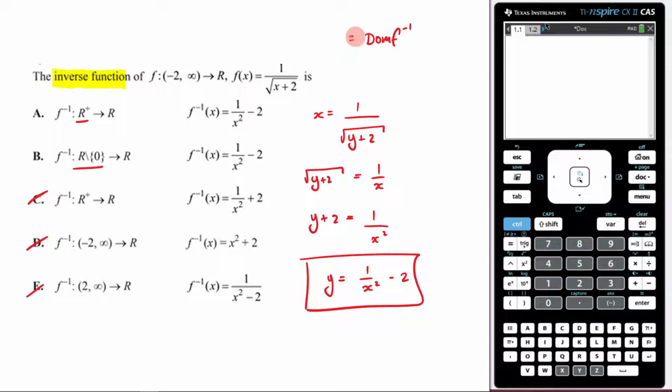Now, what do I know about the domain of the inverse? I know that the domain of the inverse is just equal to the range of the function. So I need to figure out what the range of this function is. Now, you can graph this, but I also want you to be able to answer it just by thinking it through as well. As you can see here, I have a square root in the denominator.